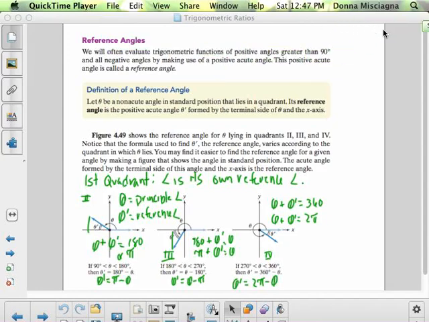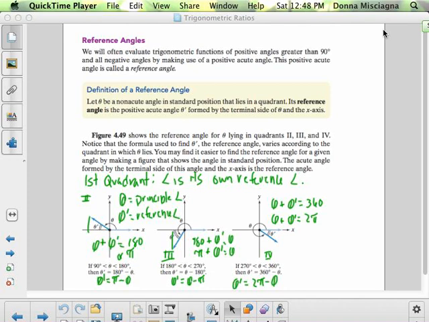Reference angles. We will often evaluate trigonometric functions of positive angles greater than 90 degrees and all negative angles by making use of a positive acute angle. This positive acute angle is called a reference angle. Let theta be a non-acute angle in standard position that lies in a quadrant. Its reference angle is the positive acute angle, theta prime, formed by the terminal side of theta and the x-axis.